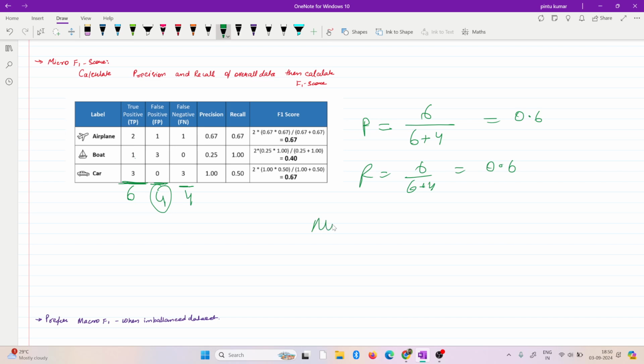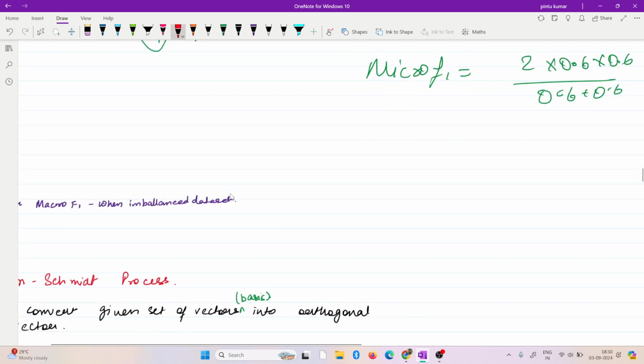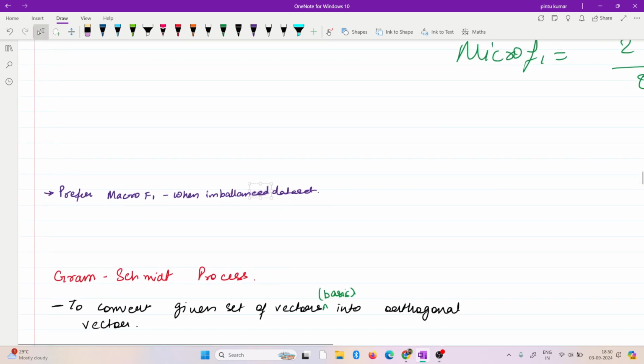And your micro F1 score is, now you calculate your micro F1 score based on this precision and recall. This is 2 times 0.6 into 0.6 divided by 0.6 plus 0.6, which is again 0.6. Okay. So this is how you calculate micro F1 score, macro F1 score, and weighted average score. So all this story began from a point where we wanted to define a suitable metric for an imbalanced data set. We have come up with different F1 scores: macro, micro, and weighted.